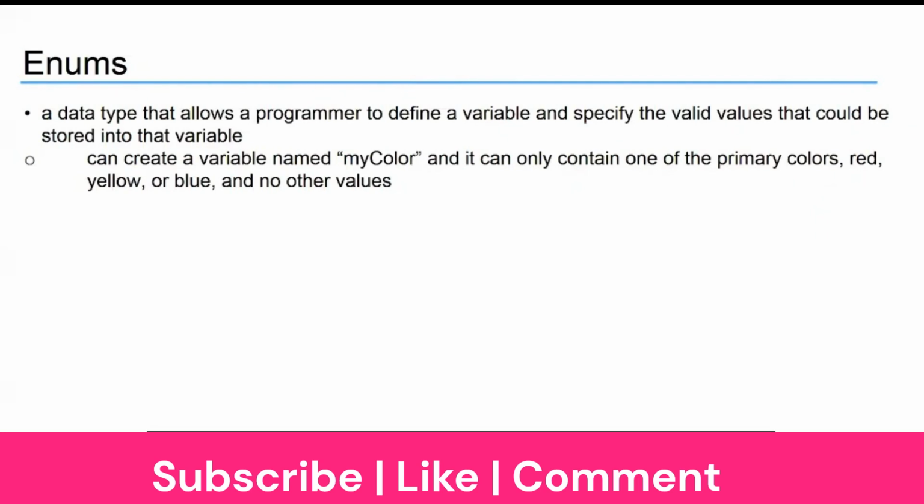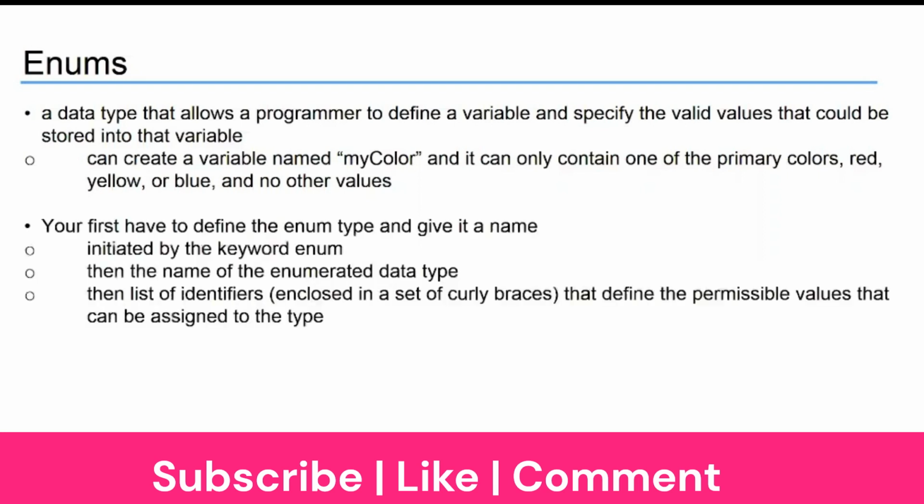So for example, you could create a variable named my color. And if it's a certain enum type, you can set it so that it can only be assigned values of primary colors such as red, yellow, or blue, and no other values can be assigned to it. The compiler will give you an error. So you are going to have to define the data type and then create variables of that type. So enum is the keyword.